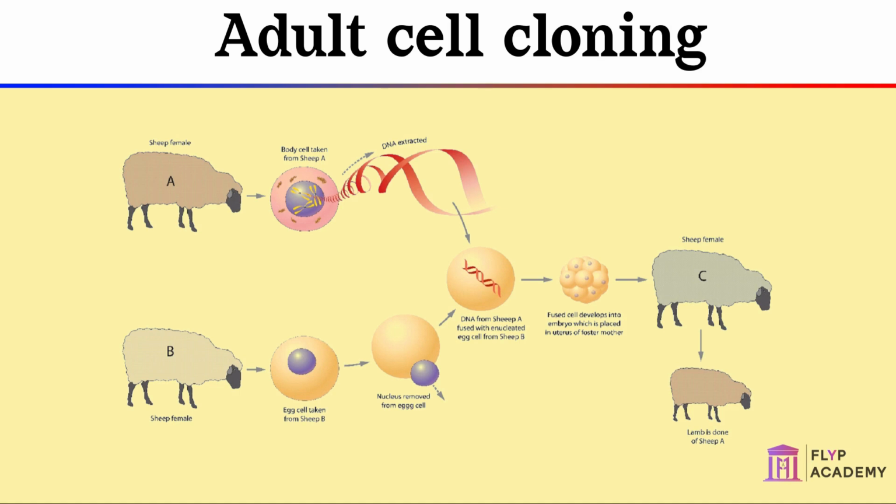When the embryo has developed into a large enough ball of cells, it is inserted into the womb of an adult female to grow and develop. This offspring will be genetically identical and therefore a clone of the adult who gave the skin cell.